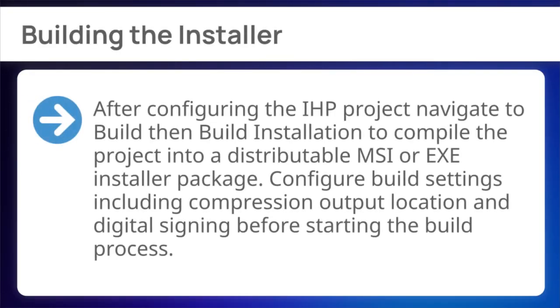Next, building the installer. After configuring the IHP project, navigate to Build then Build Installation to compile the project into a distributable MSI or EXE installer package. Configure build settings including compression, output location, and digital signing before starting the build process.